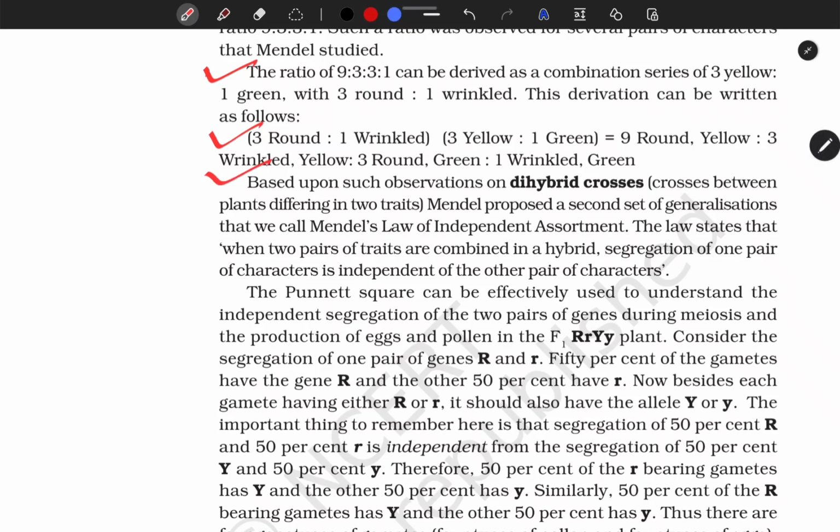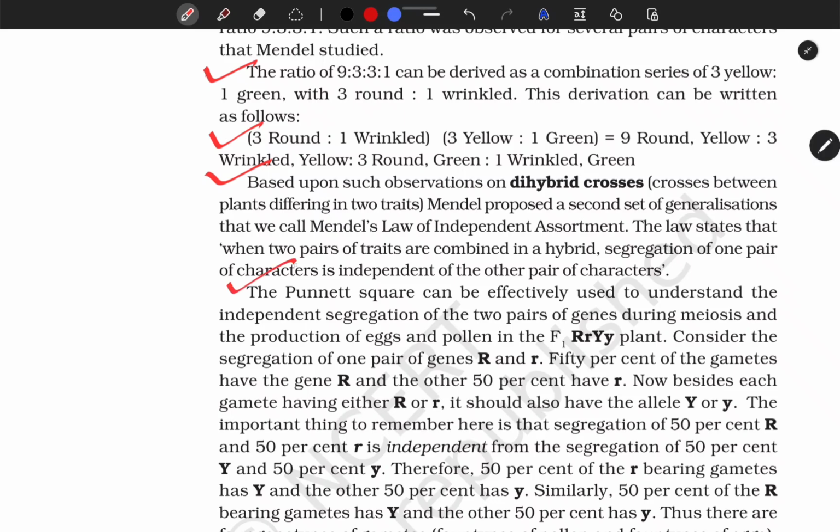Based upon such observations on dihybrid crosses, that is crosses between plants differing in two traits, Mendel proposed a second set of generalizations that we call Mendel's law of independent assortment. The law states that when two pairs of traits are combined in a hybrid, segregation of one pair of characters is independent of the other pair of characters.